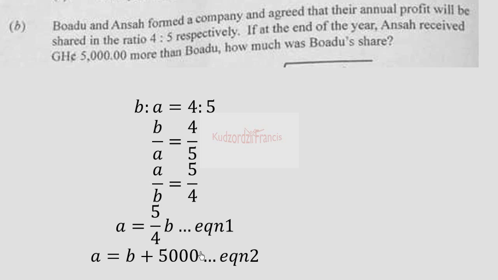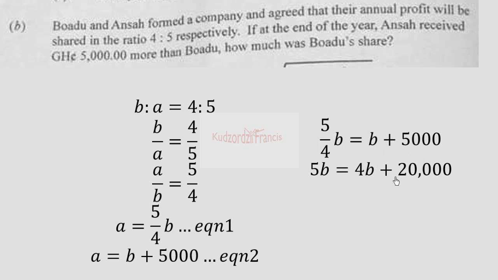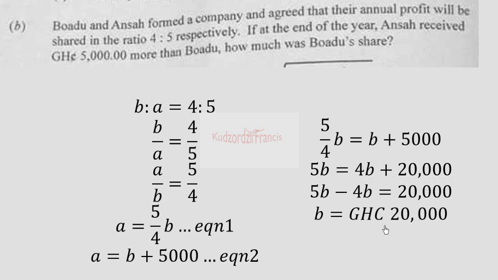The next thing we do now is to solve the two equations simultaneously. Already we have this expressed in terms of B, so put equation 1 in equation 2 to get this equation. Now to clear the fraction, you multiply through by 4, and that will give you this. You group similar terms. 5b minus b will be equal to 20,000. Then b will be equal to 20,000. So that is Boidu's share. You are done. Then we go to the next question.